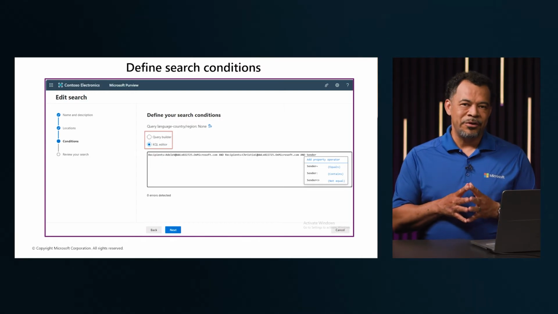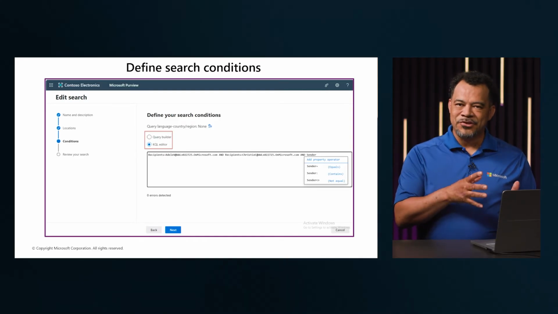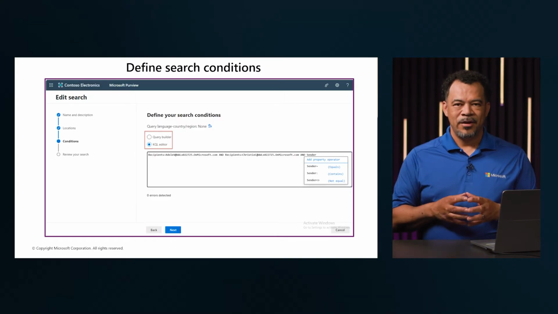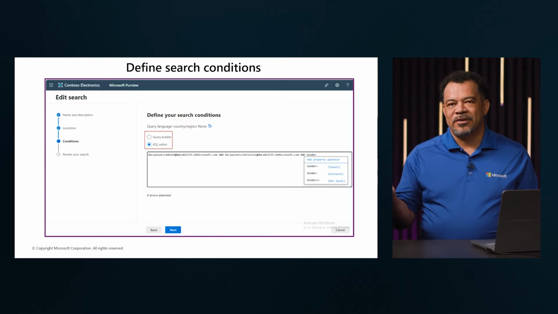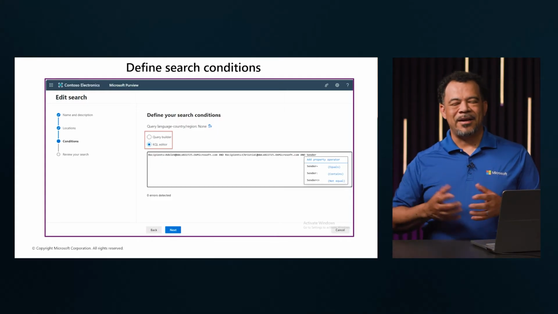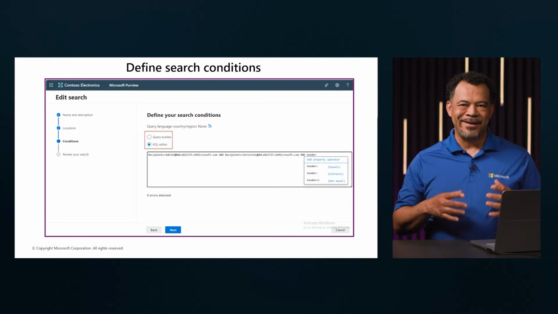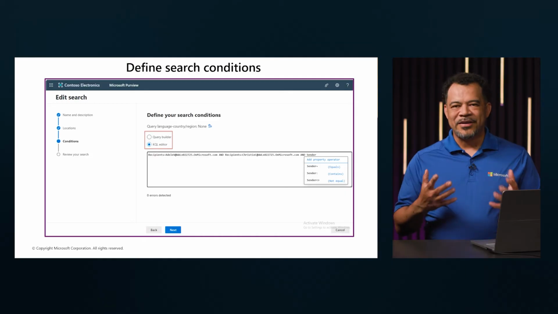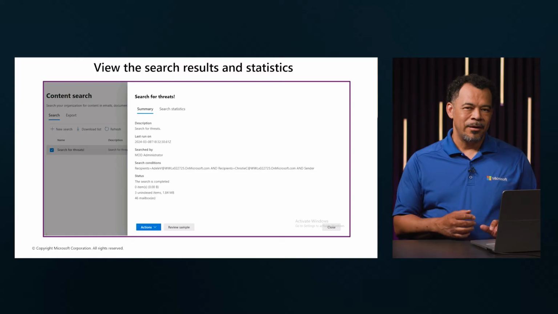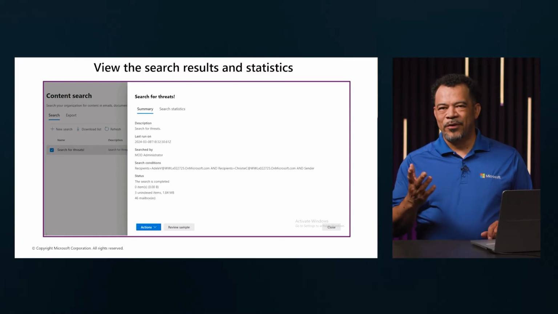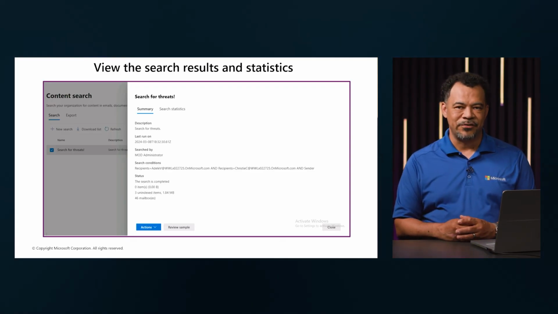On the left, you'll notice the step-by-step layout that we have: the name and description, locations, conditions, and review. So it's easy to follow the process. It's part of what makes Microsoft Purview such a strong tool for compliance and legal teams. Whether you're responding to a legal request or conducting an internal investigation, this kind of targeted search saves you time and ensures accuracy. When you run a content search, you can preview a sample of the search results to determine if the search is returning the expected results.